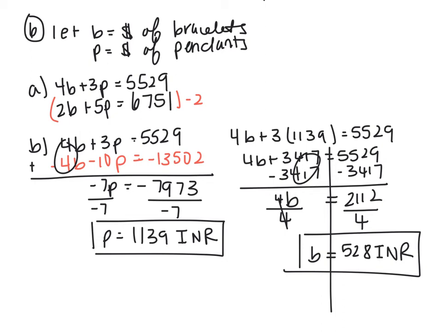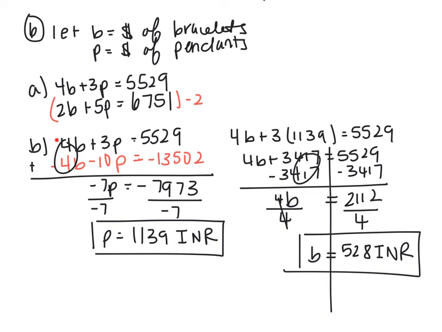And then from Arishka's purchase, you're going to have 2B plus 5P equals 6,751. So then part B wants us to solve this. You could either do substitution, or you could use your graphing calculator. I just did elimination. I multiplied Arishka's equation by negative 2, so I left Igor's equation the same, and then got negative 4B minus 10P equals negative 13,502 for Arishka's equation.